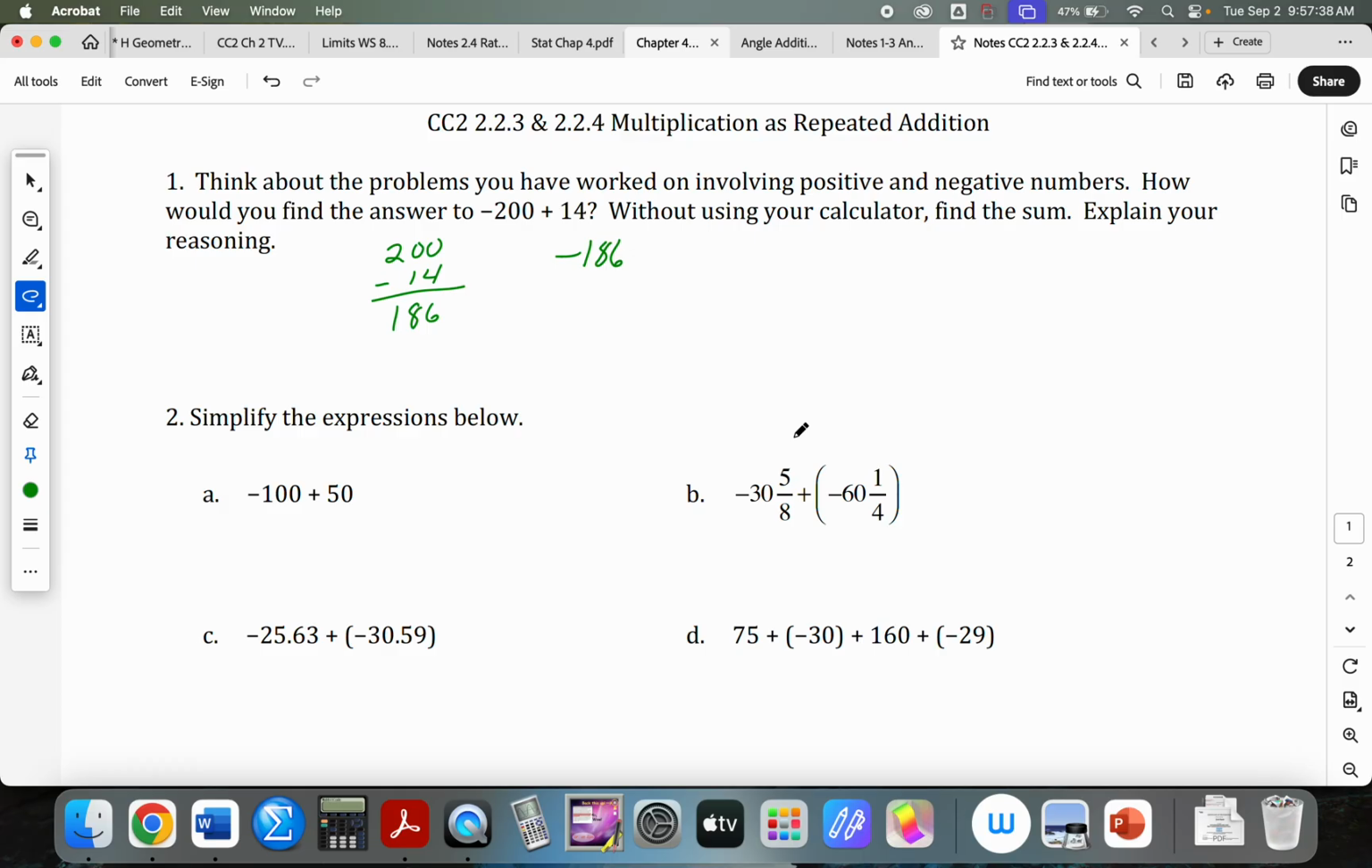The way that I think about it, and maybe this will be helpful to you, when I'm adding a positive number and a negative number, they're working against each other. One wants it to be positive, the other one wants it to be negative. Who wins? Whichever one is stronger, whichever one has more. The reason we subtract is because they are working against each other. They don't combine, they work against each other.